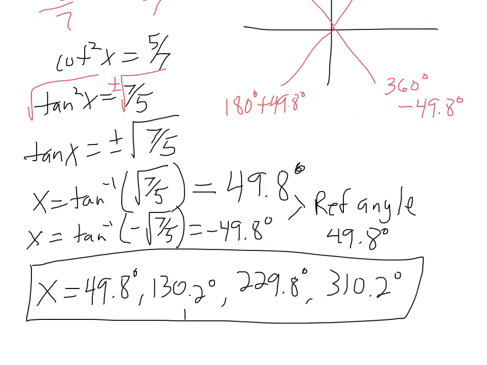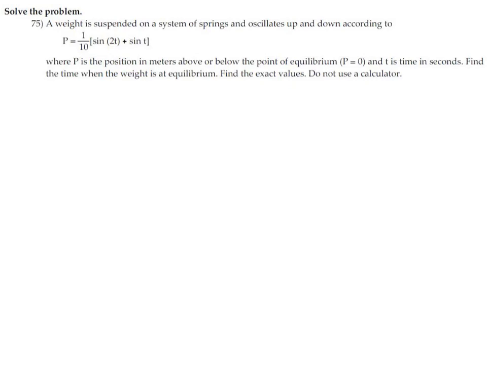Next question. All right, story problem. A weight is suspended and we're given a function. P is the position in meters above or below, and t is seconds. Find the time when the weight is at equilibrium. Equilibrium is 0. So essentially all we need to do is find when that equals 0, or in other words, put 0 in for P. Do not find a calculator, but find the exact values.